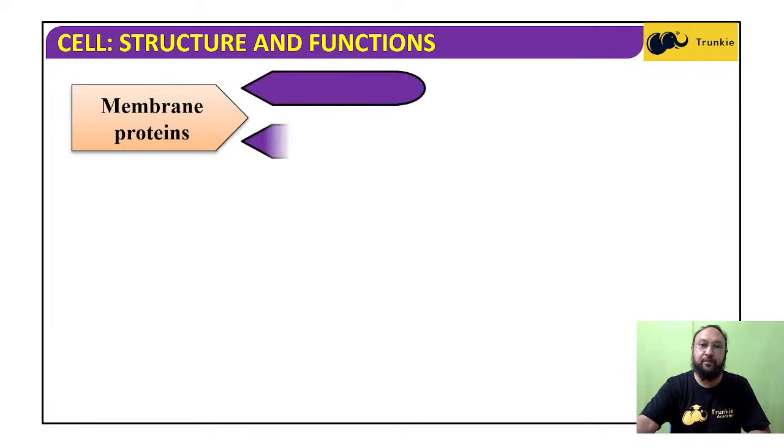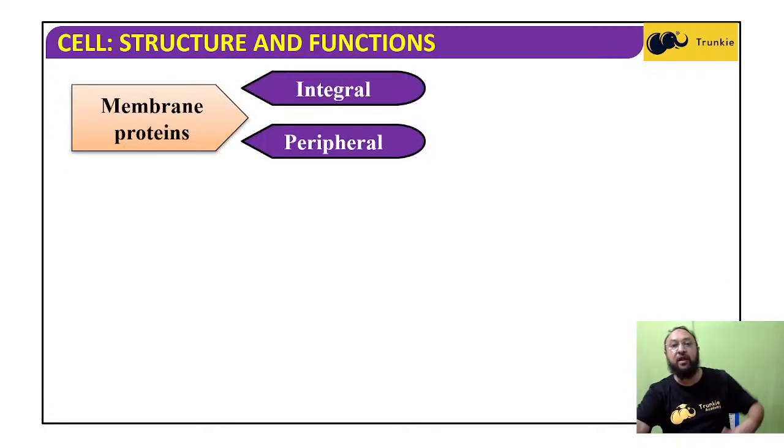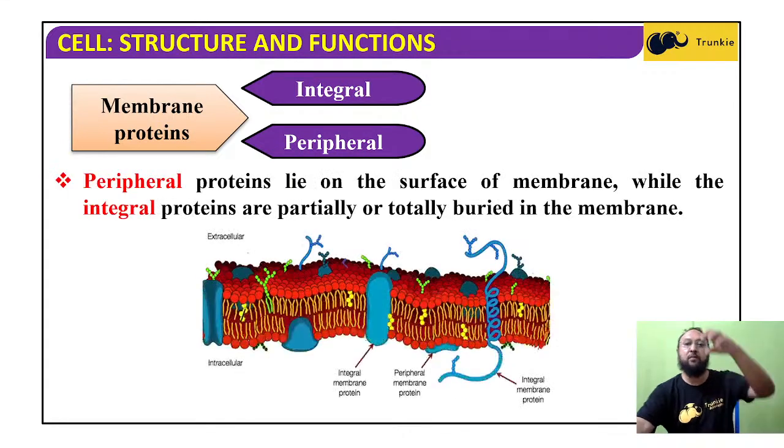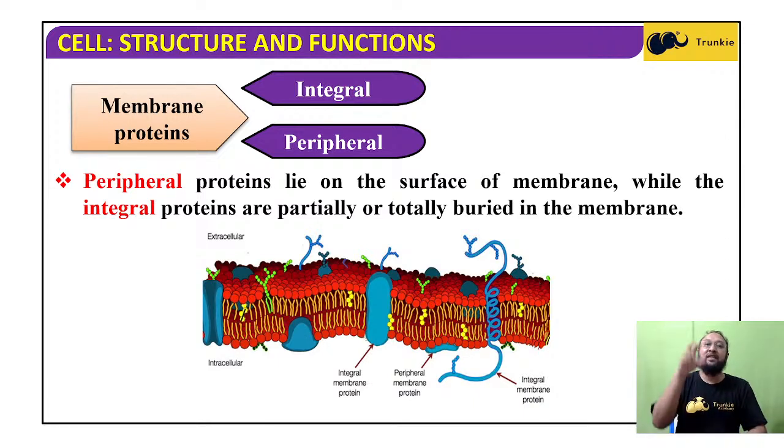The membrane proteins are integral or peripheral. Integral means they are well embedded, passing across the membrane, the two layers of the bilayer, while peripheral proteins are just above, not fully embedded. The peripheral proteins lie on the surface of the membrane, while integral proteins are partially or totally buried in the membrane, like it has been shown in this picture. You can see the integral protein, which is a transmembrane protein.